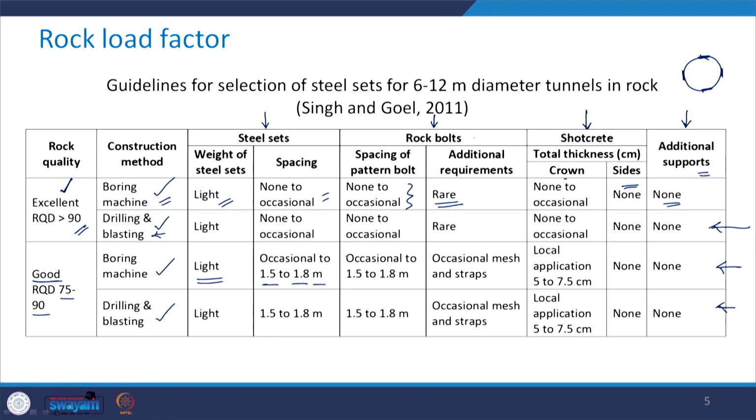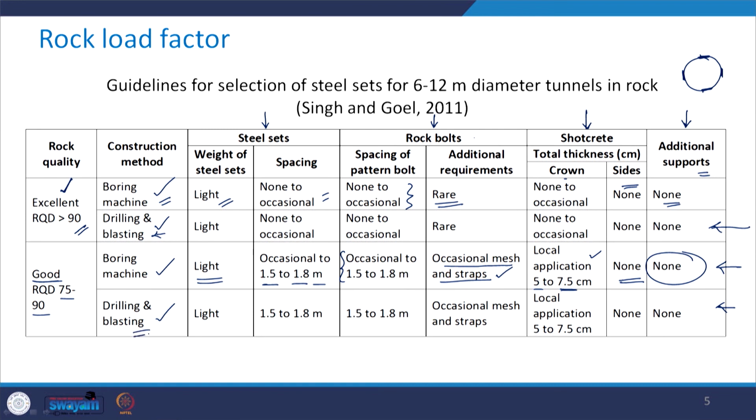In case of rock bolts, a similar situation. Additional requirements in case of rock bolts include the occasional mesh and straps. Now, in case of shotcrete, there is a need for local application of shotcrete having a thickness of 5 to 7.5 centimeters, and in the sides there is no need for provision of shotcrete, and of course no additional supports are needed.